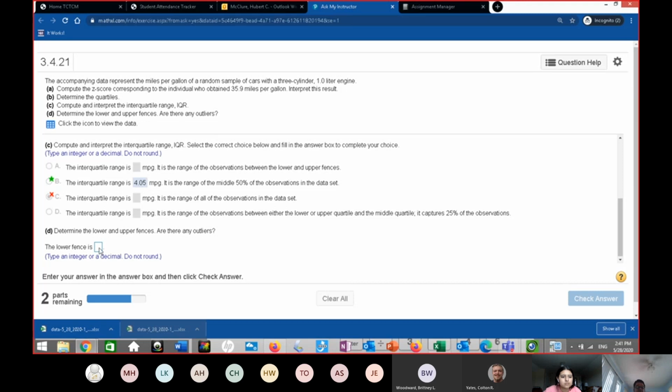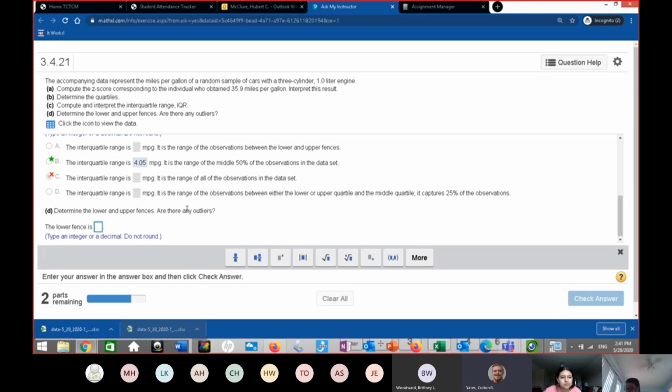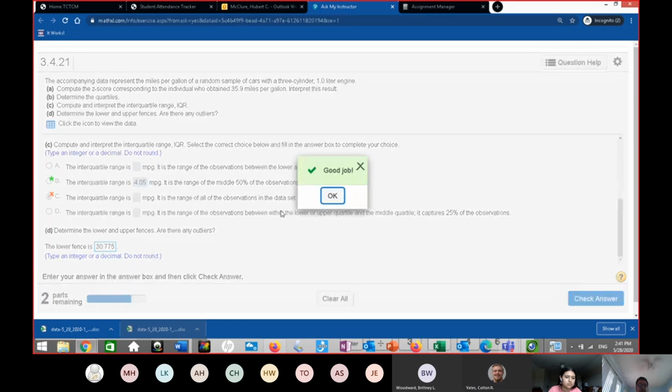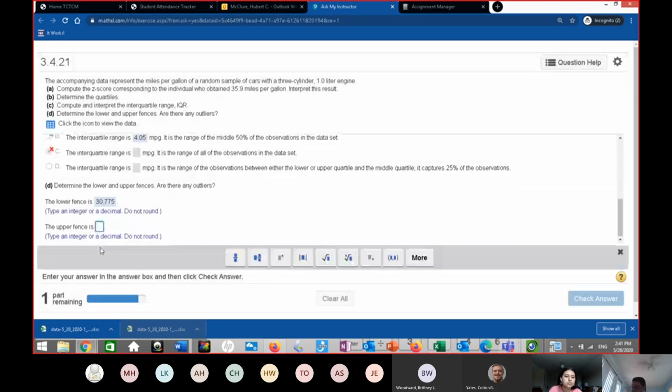And now the lower is 30.78. It says do not round, so 30.775. Okay, thank you. And the other one is 46.975.